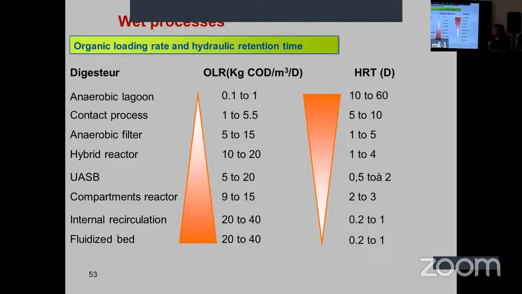There is a summary of the different processes, from the simplest, the anaerobic lagoon, to the most sophisticated. And you can see that the lagoon will have the highest hydraulic retention time and the lowest loading rate. And after, as you retain the biomass in the reactor, you can increase your organic loading rate and decrease the hydraulic retention time.